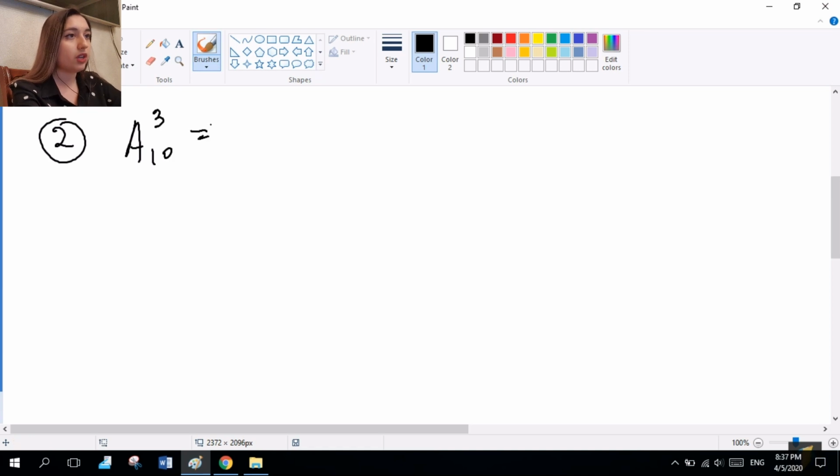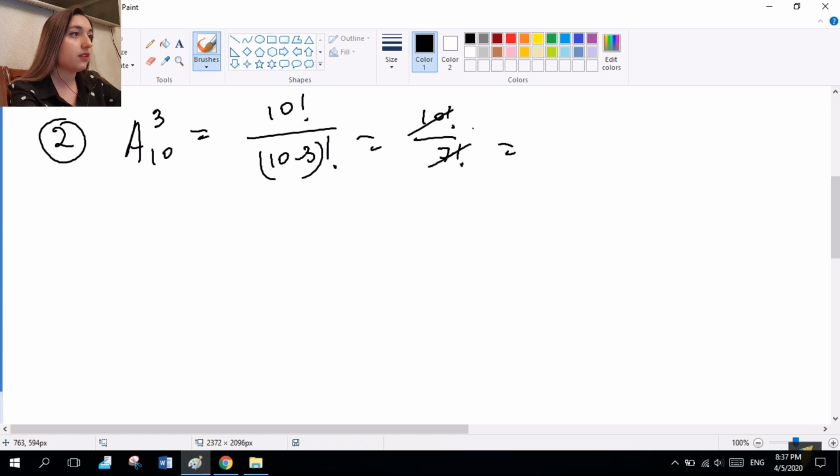A, 10, 3. We have 10 people by 3 positions. It will be 10 factorial over 10 minus 3 factorial. It will be 10 factorial over 7 factorial. I cancel this out. 8, 9, 10. 720.